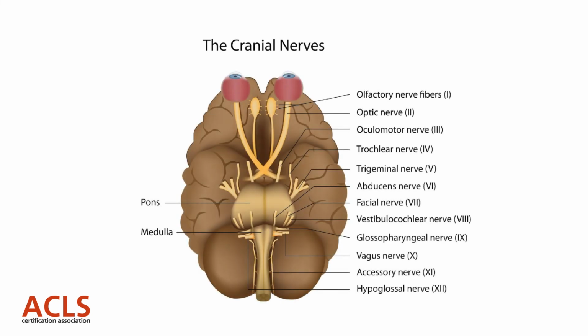Now, by checking PERLA and pupil size, you have already addressed cranial nerves number 2 and 3. Cranial nerve number 2 is the optic nerve that assesses vision, visual acuity. Cranial nerve number 3 assesses pupil constriction and dilation. So you've already knocked out cranial nerve 2 and 3.